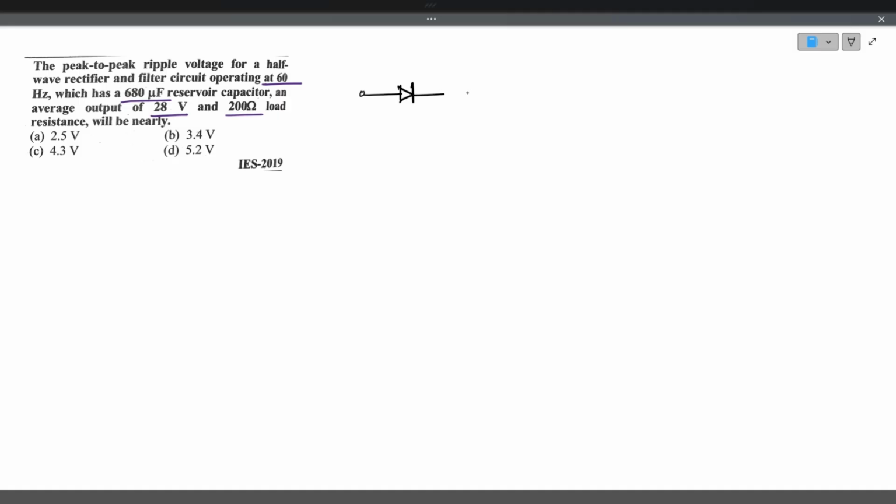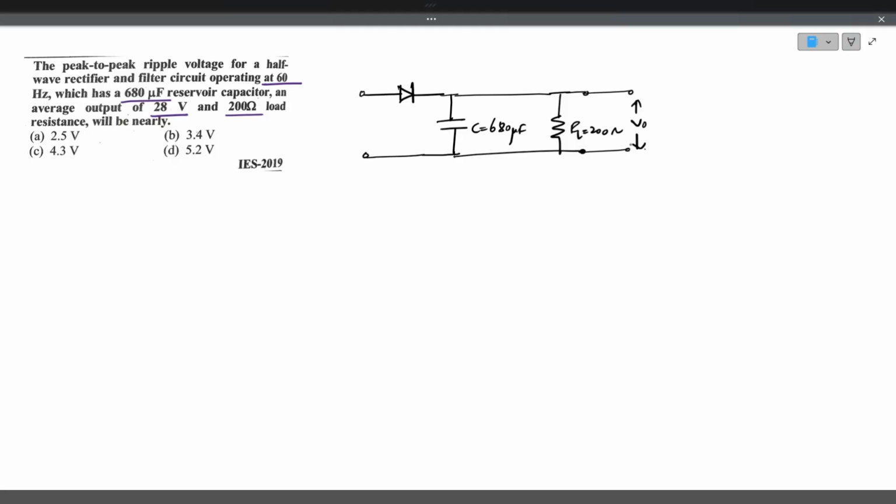This is a diode D1 and the output of which is connected to a capacitor whose value is 680 microfarads. So the diode basically indicates it is a rectifier. Capacitor and a resistor basically indicate that is a filter. RL is equal to 200 ohms. So it is nothing but a simple half-wave rectifier with a capacitor filter. So here V naught is the output voltage.